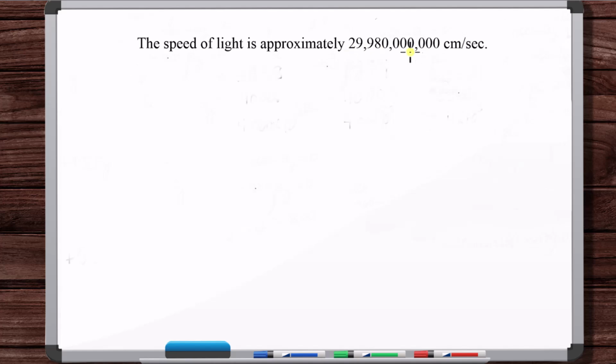But anyway, so the idea is here we put 2.998 times 10 to the 10th. So we know for sure there's at least 4 significant figures because we've got these 4 non-zero numbers, but we can't say whether or not these are significant.